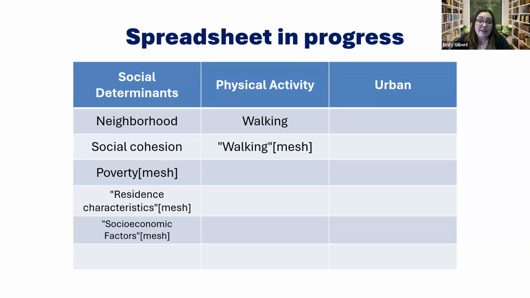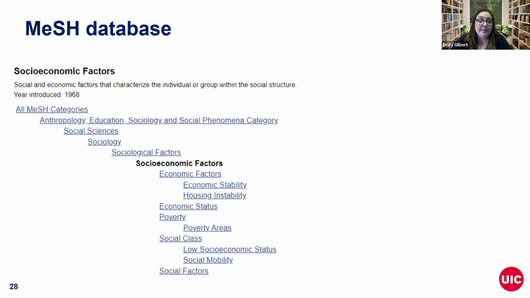But within the MeSH database, it's also a really good idea to look at the hierarchy for each term. So when you get to a MeSH term within the MeSH database, if you scroll down, you can see how these terms are categorized in different hierarchies. And some of them will be in more than one branch of a hierarchy.